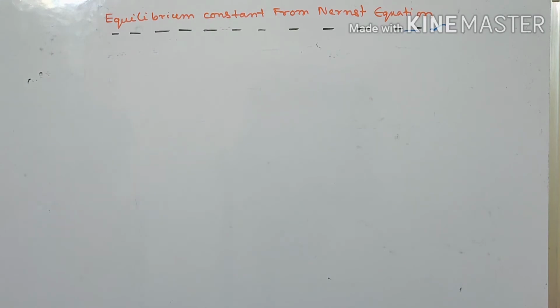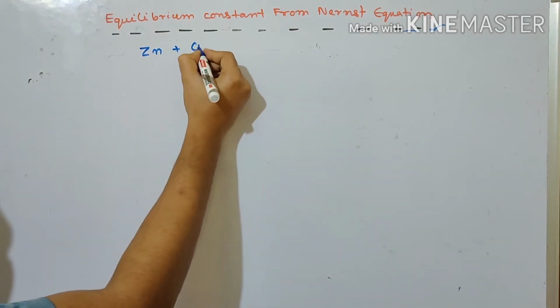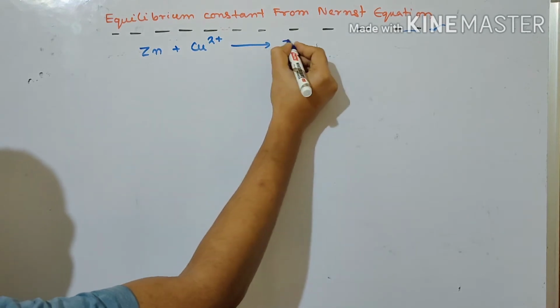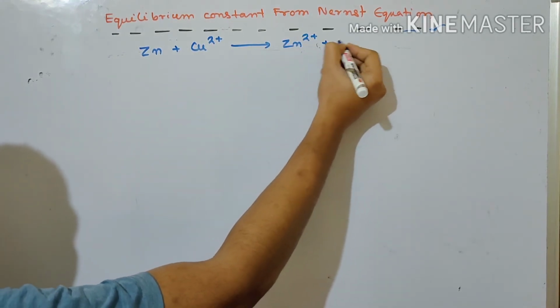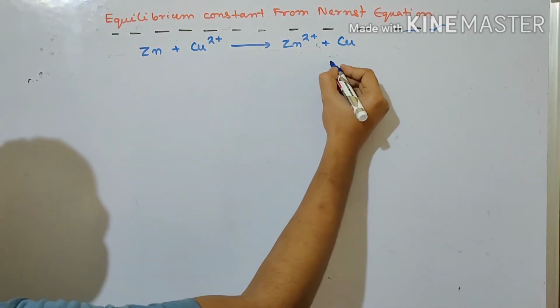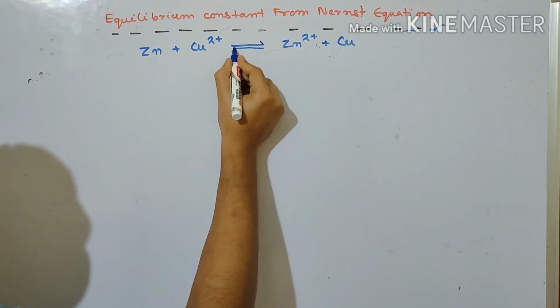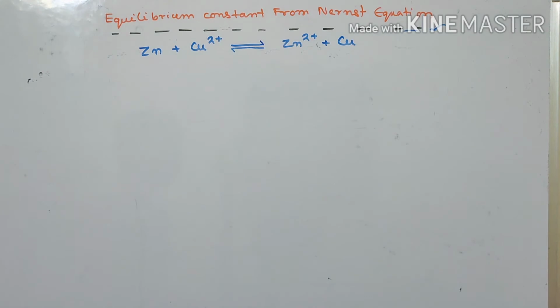Now we are going to discuss the relationship between the equilibrium and the Nernst equation. Let us see how it can be done. So for that we will choose the simplest equation of the Daniell cell. We know zinc reacts with copper 2 plus gives rise to Zn2 plus and copper. And here what happens with time, after a certain point of time they may attain equilibrium.